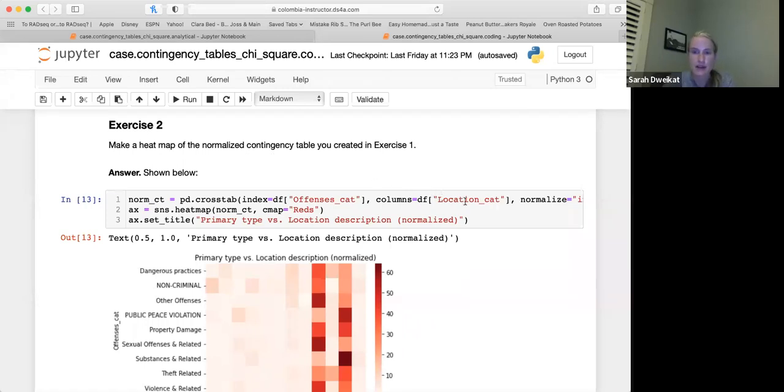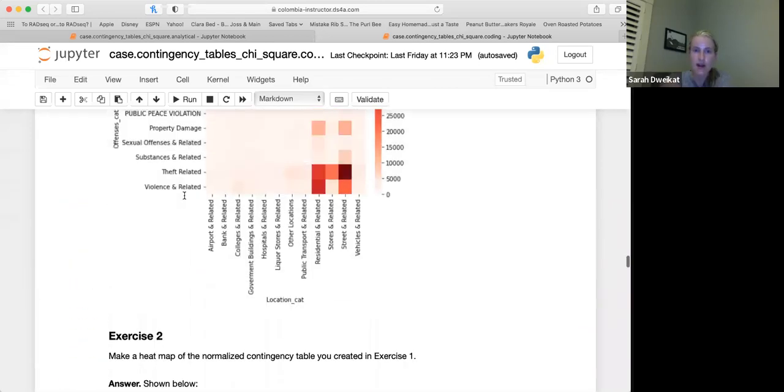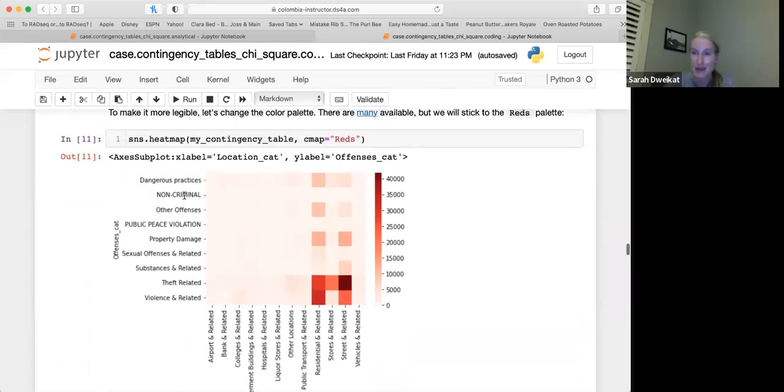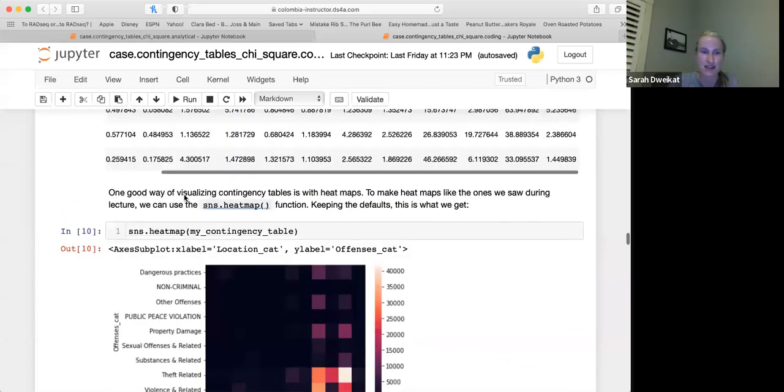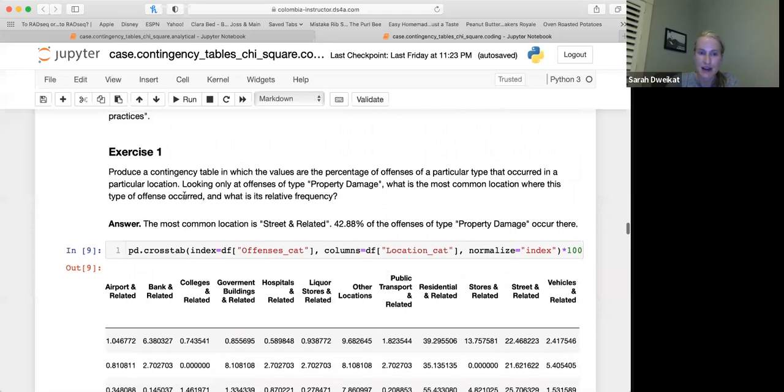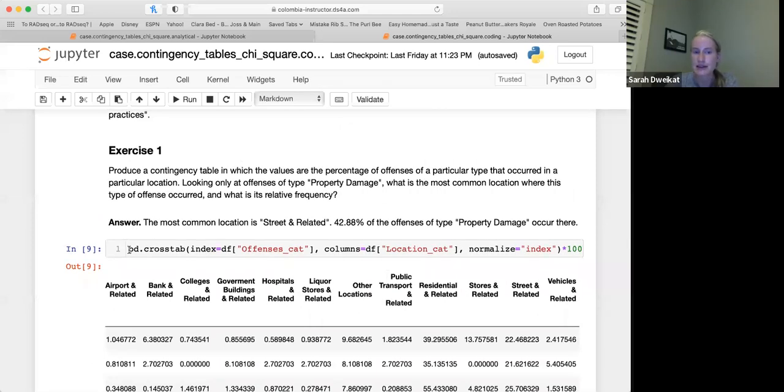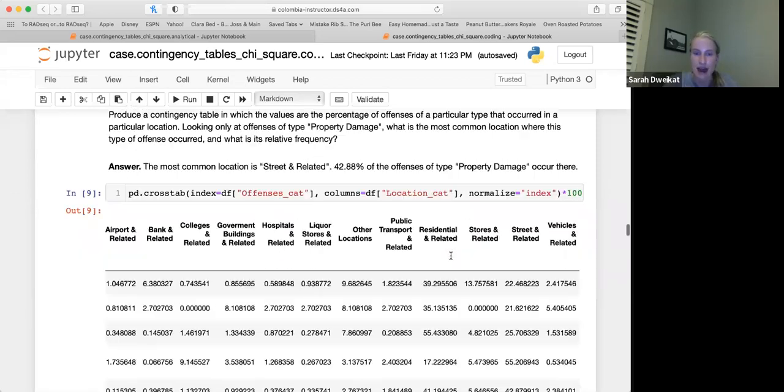So it's the exact same code that we used for exercise 1. The only reason that it's printed here again is because we didn't give it a name. Well, maybe you did when you did exercise 1 on your own. But if we go back to exercise 1, do you see how we didn't give it a variable name? So there was no way for us to call that heat map function. We had nothing to put in. We didn't have my contingency table. We didn't have a variable name. But it's this exact same code.